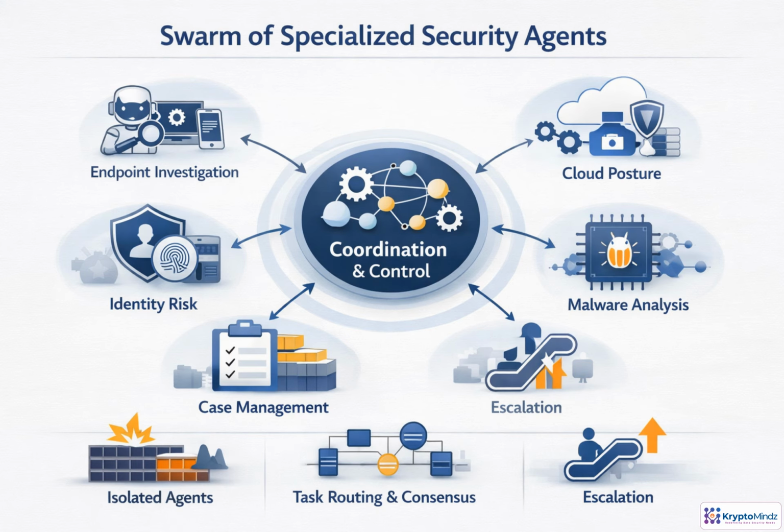A swarm model takes a different approach. Each agent has a narrow security specialty, such as endpoint evidence, identity risk, cloud posture, malware analysis, or case handling. That specialization lets agents use the right tools, prompts, permissions, and evidence models without one overpowered assistant touching everything. The trade-off is coordination. Agents need shared case context, task routing, consensus when findings conflict, and escalation paths when confidence is low. Done well, the swarm scales investigations while limiting blast radius.